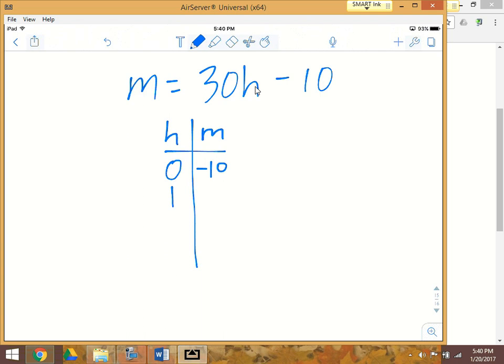So 30 times 1 is 30. Minus 10 is 20. So what this says is if I travel for 1 hour, I go 20 miles. So now let's plug 2 in. So 30 times 2 is 60. And 60 minus 10 is 50. Okay, so if I travel 1 hour, I go 20 miles. If I travel 2 hours, I go 50 miles. All right, now let's read the problem.